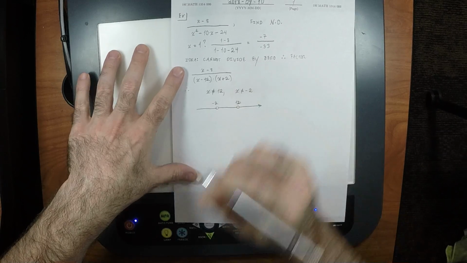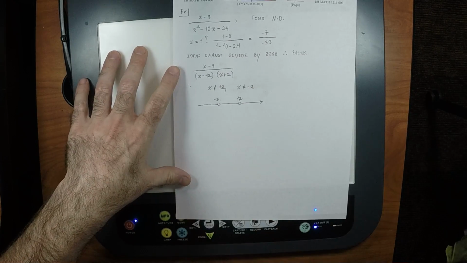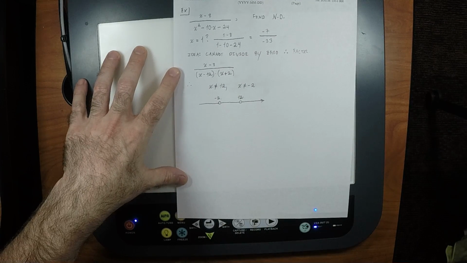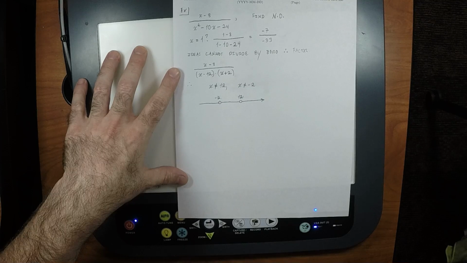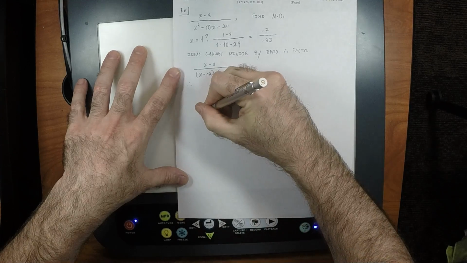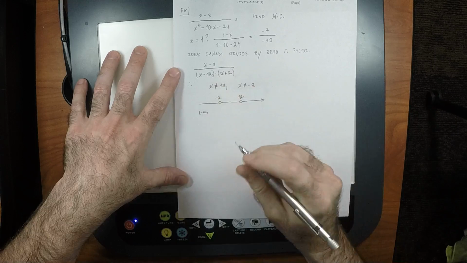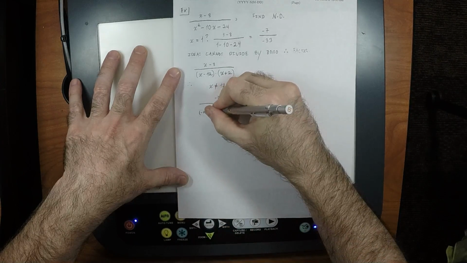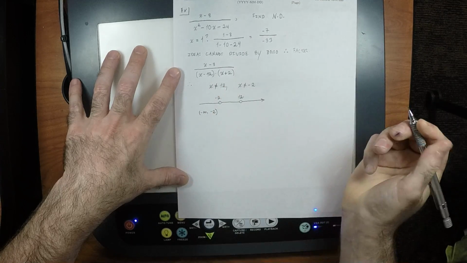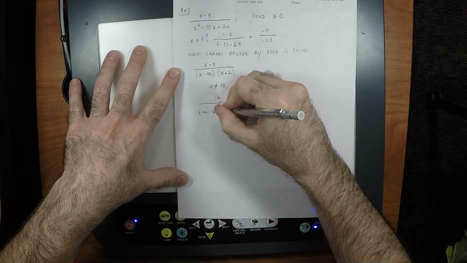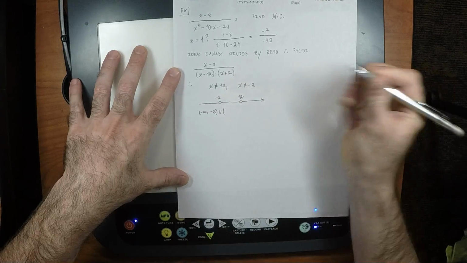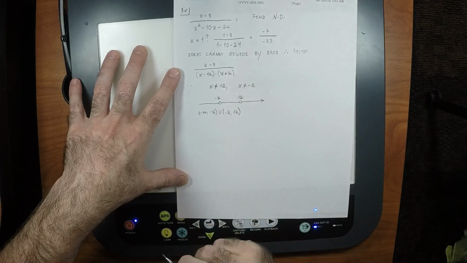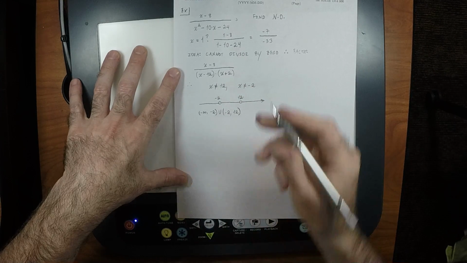And if we wanted to write this in interval notation, how do you write it? Negative infinity to negative 2, union negative 2 to 12, union 12 to infinity.